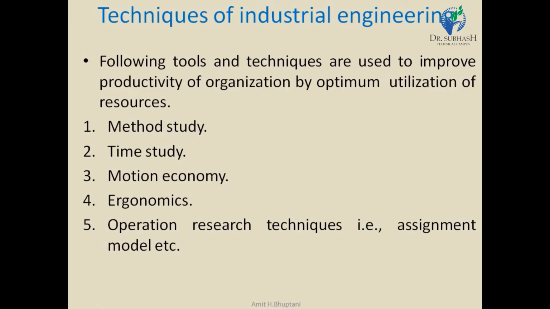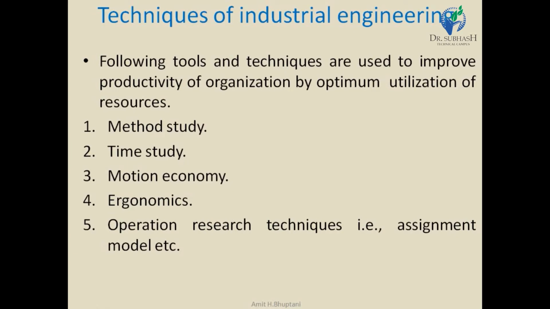Next is ergonomics. Ergonomics is the branch which studies the workplace at which the workers work. It is mainly concerned with the place where the workers work. For example, there must be proper ventilation, proper lighting facilities, proper seating arrangement, and all the things which reduce the fatigue of the worker. That is studied in ergonomics.